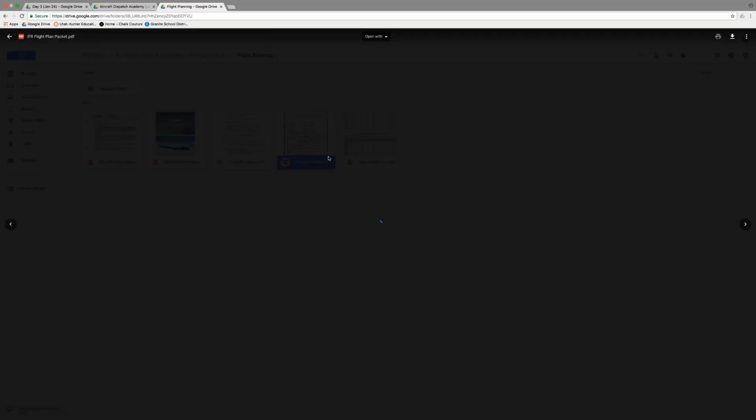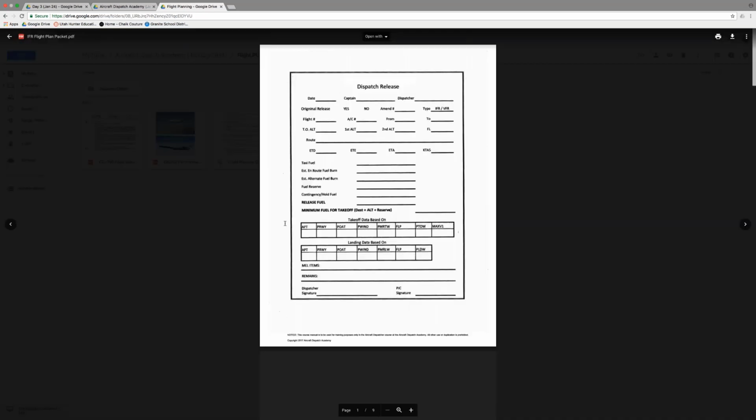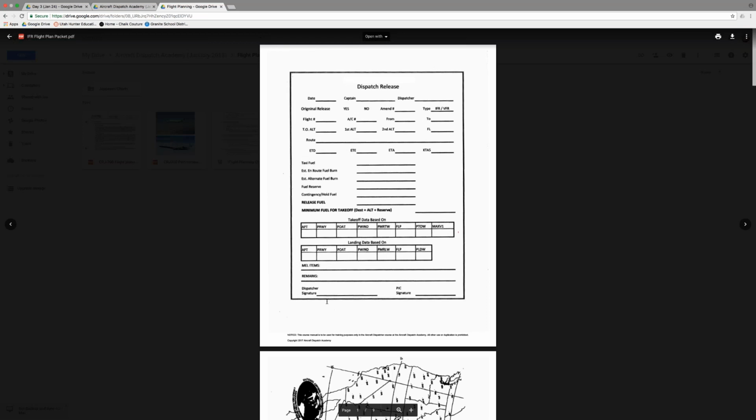Okay. So this is what we call a manual dispatch release. This is the information that they require. So what's on the dispatch release? The date, the captain, the dispatcher. Is it an original release?